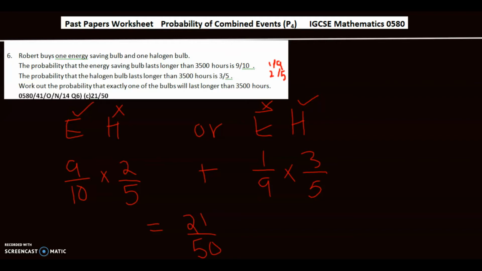Yikes, I made a huge mistake. The probability here would be 1 upon 10. I don't know why I wrote 1 upon 9. It's 1 upon 10. Probability of a bulb lasting longer than 3500 is 9 upon 10. Then the probability of that bulb not lasting more than 3500 hours would be 1 upon 10. Similarly, this would be 1 upon 10, and then we'll get this answer.